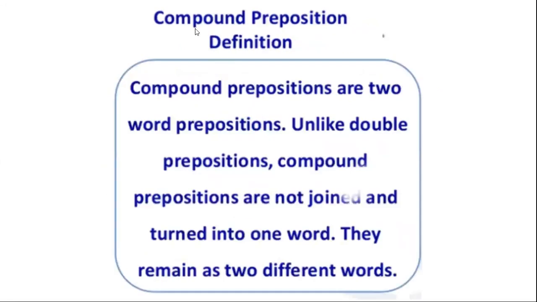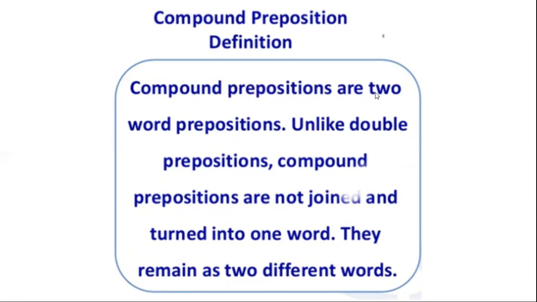Next, we are going to see compound prepositions. What is meant by compound preposition? Compound prepositions are two-word prepositions. Unlike double prepositions, compound prepositions are not joined and turned into one word. They remain as two different words. So in double prepositions, we have seen two words can be joined together to make a single word. But in compound prepositions, it will not be like that.